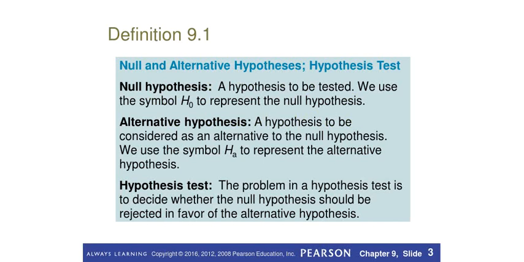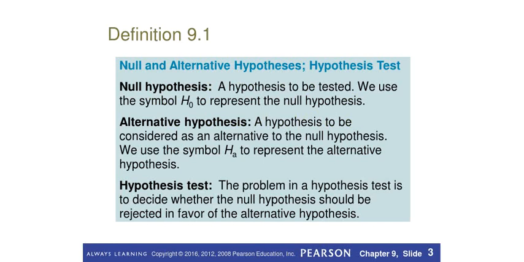We have, along with this null hypothesis, which is our statement, an alternative hypothesis. Well, what if we're wrong? What do we say then? An alternative hypothesis is a hypothesis to be considered as an alternative to the null hypothesis. So we use some symbols here. We use H subscript 0 to represent that null hypothesis. And we use H subscript A. Sometimes we use H subscript 1. It depends on the textbook that you're using to represent our alternate hypothesis.